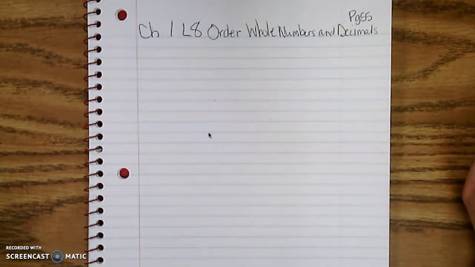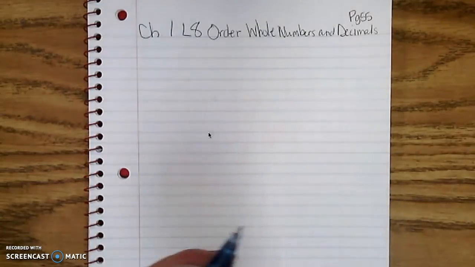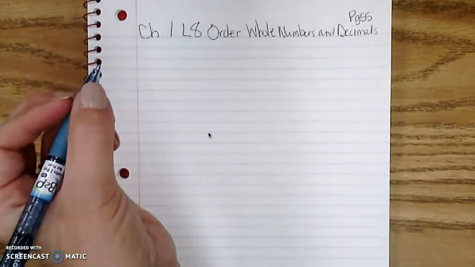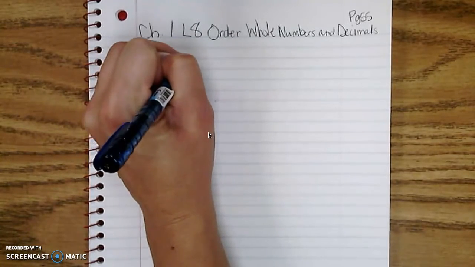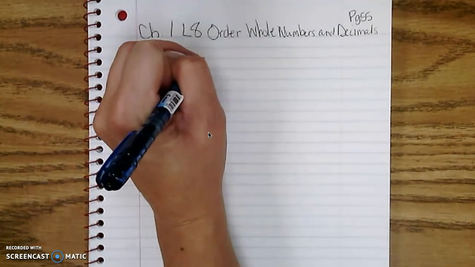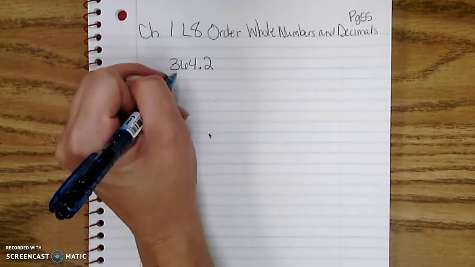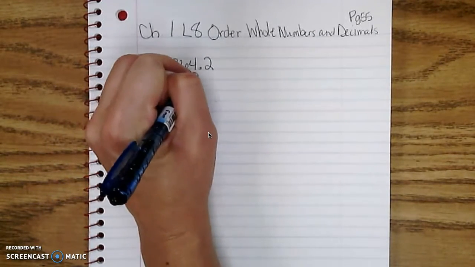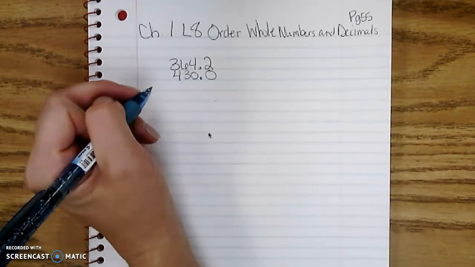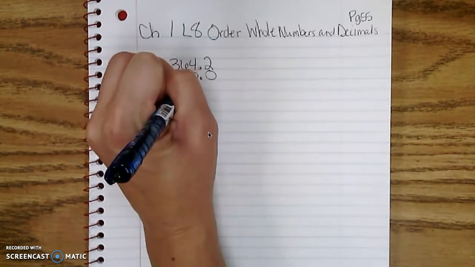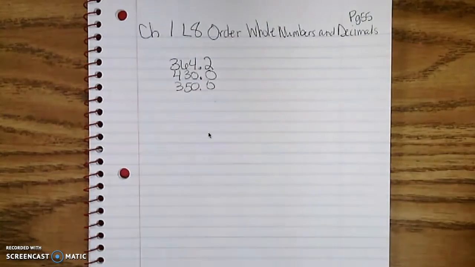So from page 55, we're going to order the numbers from the chart that are talking about building 3 National Football League stadiums. And so the Invesco field in Inglewood, Colorado was going to cost $364.2 million. Ford Field in Detroit, Michigan was going to cost $430 million. And Quest Field in Seattle, Washington was $350 million. And we're going to order those.